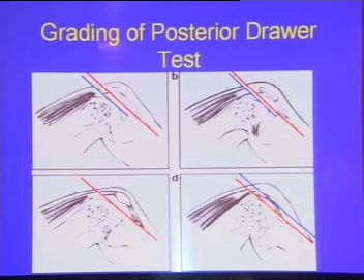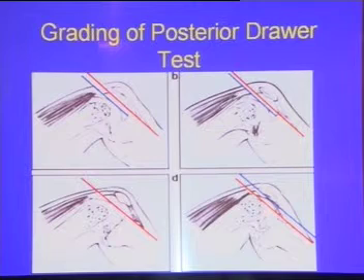Grade 1 posterior drawer is when the tibia is still in front of the femur, but it is not normal. Grade 2 means both tibia and femur come to lie at the same position. And grade 3 means the tibia subluxes even further backwards. So grade 3 posterior drawer means the patient has a much more severe injury, much more than an isolated PCL injury.